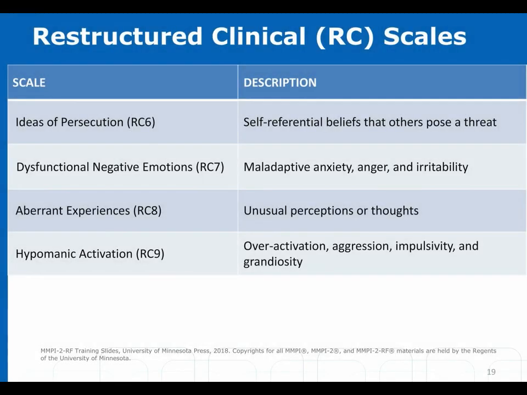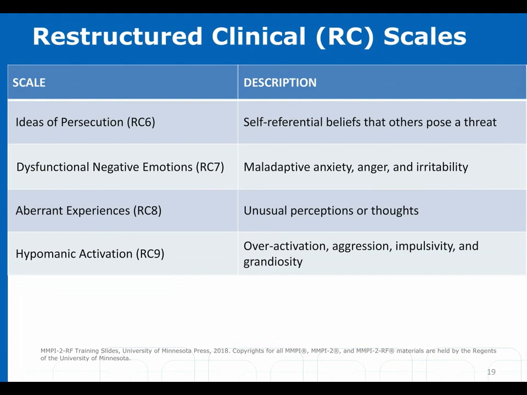Here we have the final four restructured clinical scales. The first being ideas of persecution, RC6, which assesses self-referential beliefs that others pose a threat. In contrast to RC3, RC6 measures, again, self-referential persecutory beliefs. In other words, someone who scores high on RC6 thinks that people are bad and, in particular, are out to get them. And at high levels, this scale can be consistent with persecutory delusions.